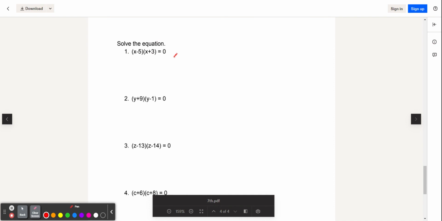So we are going to look for the x values that make either of these things in the parentheses equal to 0. For instance, looking at the first problem, we want one that makes x minus 5 equals 0, or one that makes x plus 3 equals 0. Either would work, because if either of these are true, then one of these is 0 now, and 0 times anything equals 0.